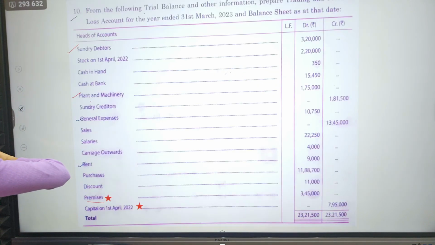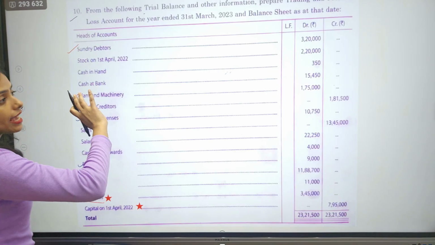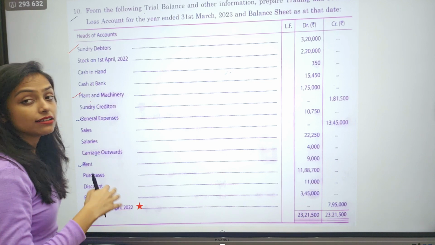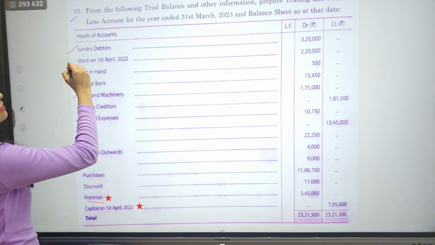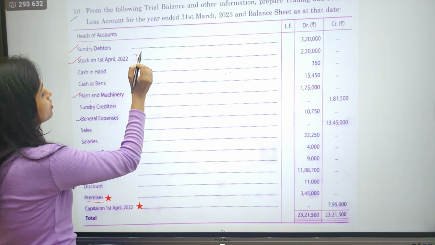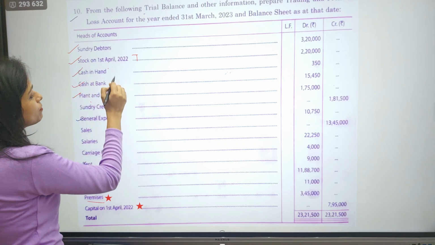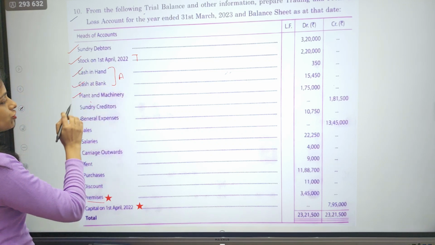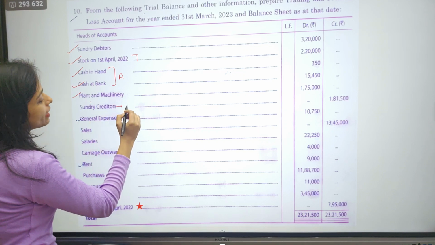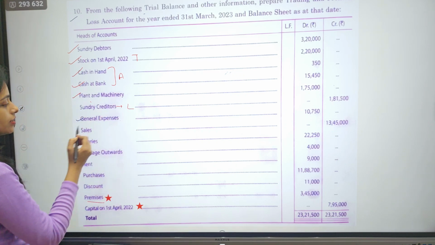Now, that means we have done everything in the additional information apart from this. Okay. Let's come here. We are going to write everything that is inside the trial balance now. We are going to post everything. This is opening stock, goes where? To the trading account. Cash in hand and cash at bank are assets. It will go to the balance sheet. Balance sheet. This is my liability. Balance sheet. This I have done.